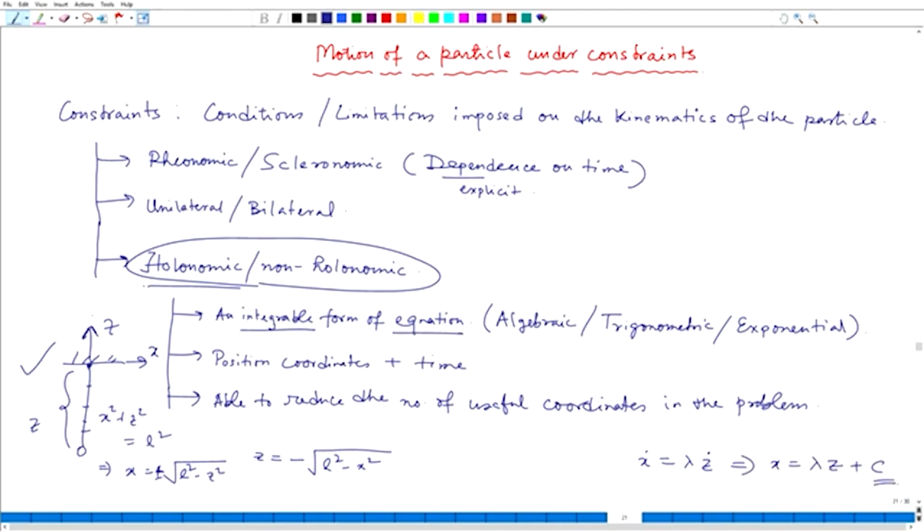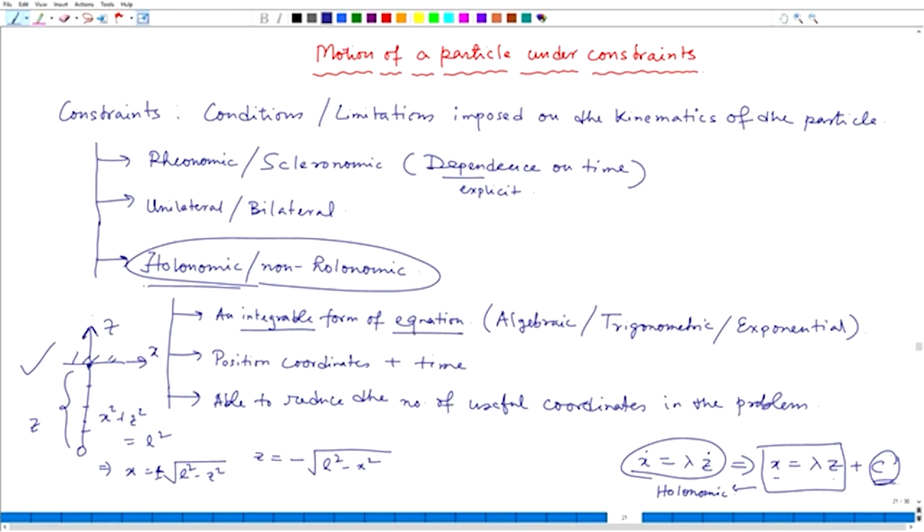This c you can get rid of by just choosing suitable initial conditions. You can simply say that I choose my origin in such a way that when z is equal to 0, my x is equal to 0, then c is 0 and your x is simply lambda z. So, in any case, this is nothing but a holonomic constraint. And these forms, which are actually holonomic but do not look like holonomic at first sight, are known as pseudo holonomic constraints.